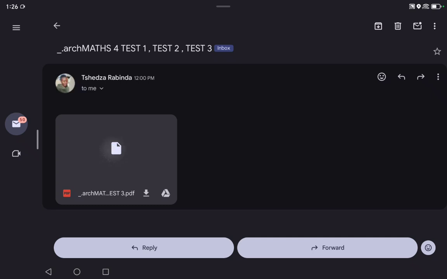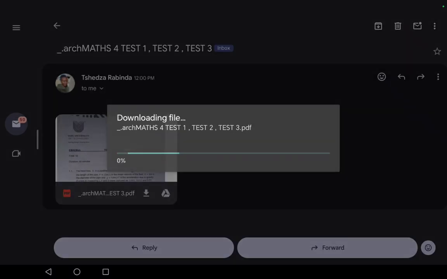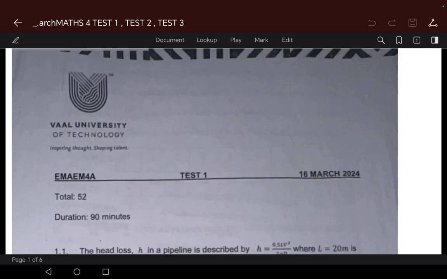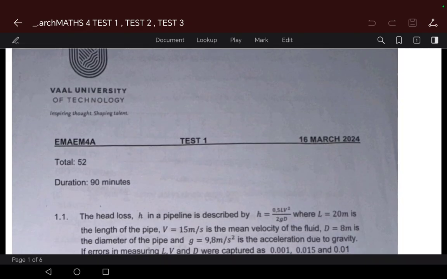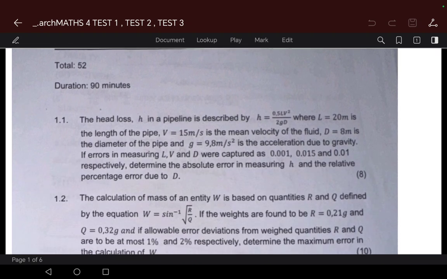There's this question paper that Rochi shared with me. We're gonna do number 1 and number 2 if we still have time. Okay, so this is 2024 test 1. This is how they ask questions.